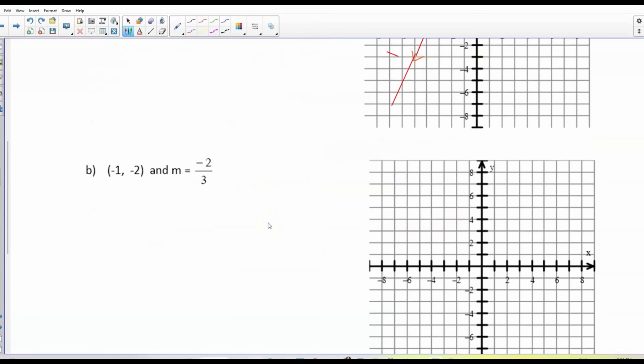We're going to do the same thing here. I'm going to try to do this a little bit neater. My apologies for the last one. So we have a point. Here's our point. We're going to call this point 1, so P1. We know our slope.